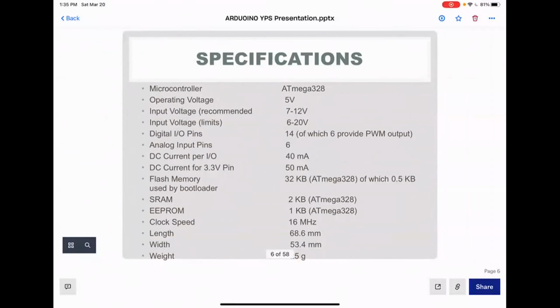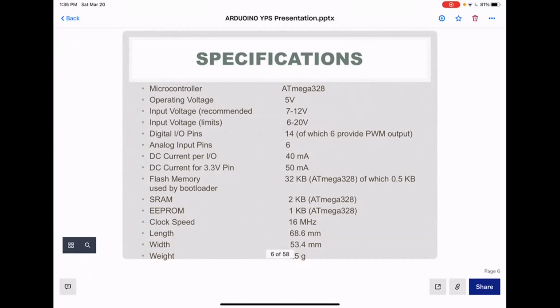So these are some basic specifications. The input voltage is between 7 and 12 volts. So if you want to power it with a battery, you want to make sure you don't exceed the maximum of 20 volts. But if you connect it with your serial cable to your laptop, that's going to power it, which is going to give it 5 volts. So that's good enough. But if you don't have a laptop or a computer, you can always use a power cord. You can connect it to a battery.